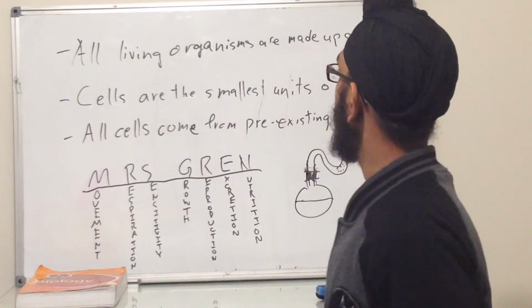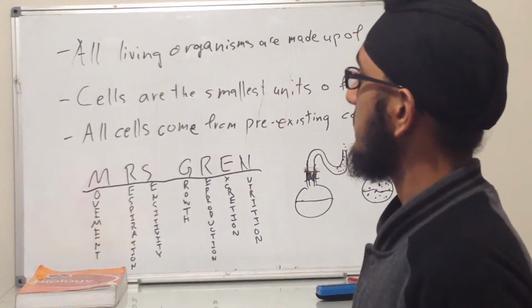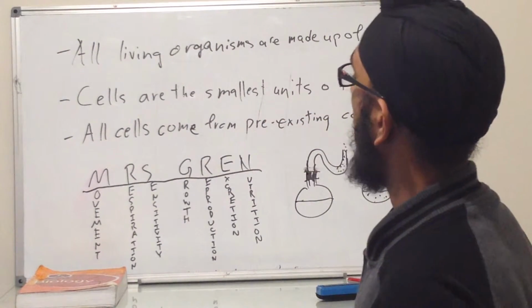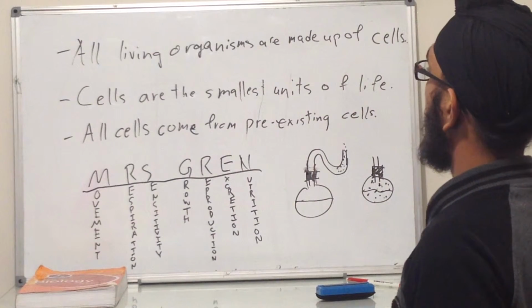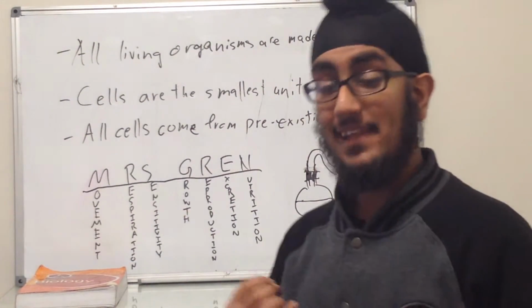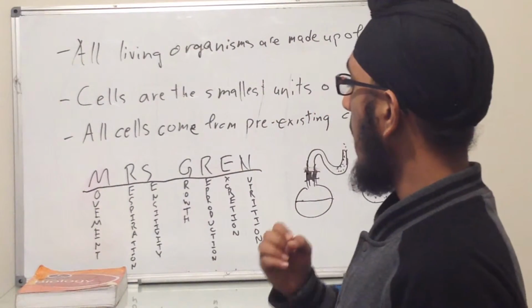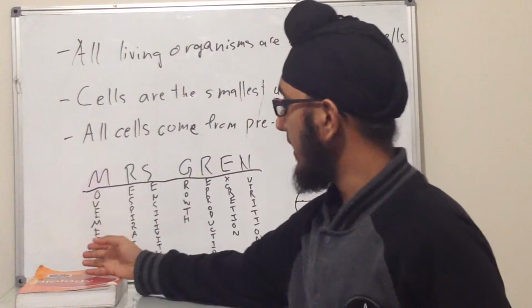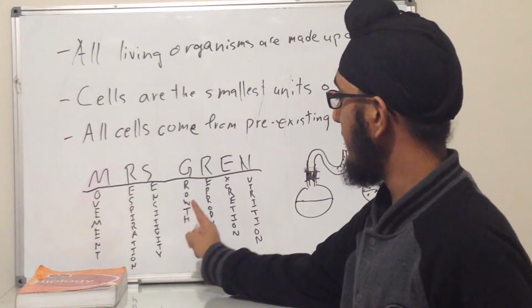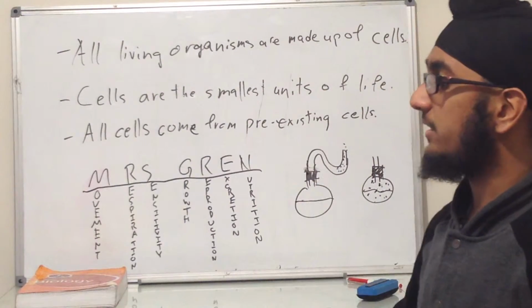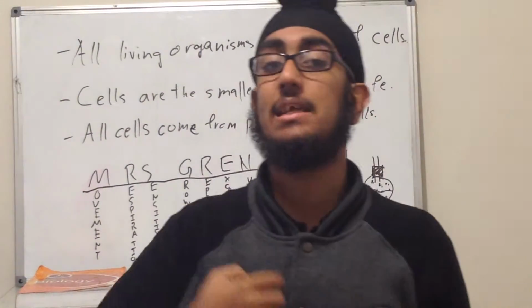All living organisms are made up of cells, is our first theory. Now, to identify any organism as living, it must follow all 7 life processes, which are movement, respiration, sensitivity, growth, reproduction, excretion, and nutrition. Or you could remember this as Mrs. Gren.